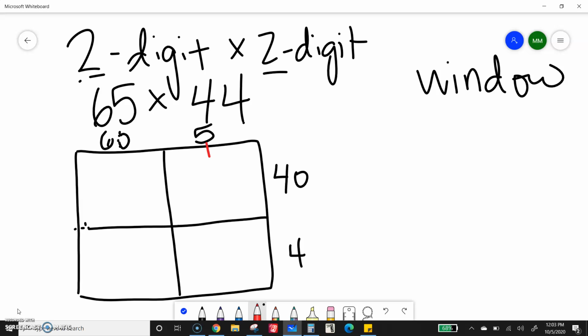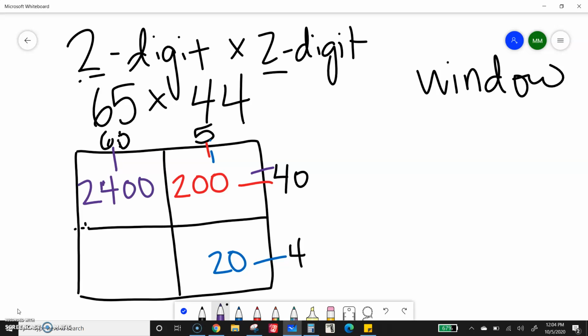So if I have 5 times 40, well, 5 times 4 is 20 with my 0. Here I have 5 times 4, 20 right there. 60 times 40 goes in this box. 6 times 4 is 24 with my 2 zeros. And then this last box, 60 times 4 is 24 with just 1 0 on it.